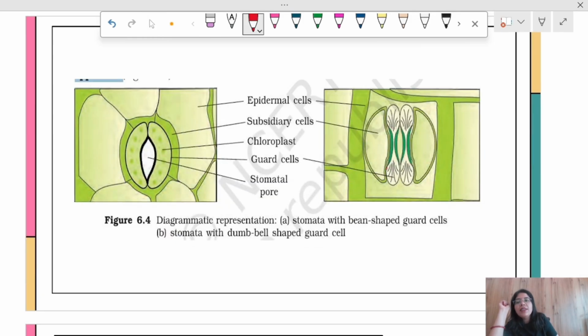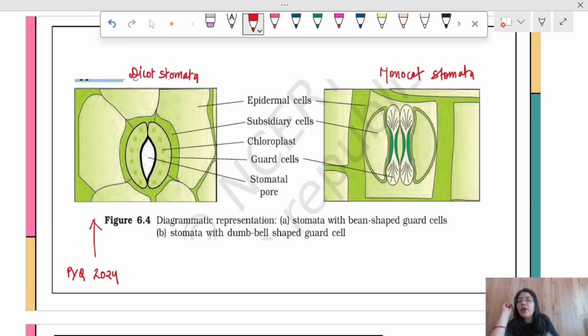Just see this. This is a dicot stomata. And this is a monocot stomata. You can see it is given here also. And the same image was given in last year's NEET, right? It was a PYQ for 2024. This diagram was given. You can check.